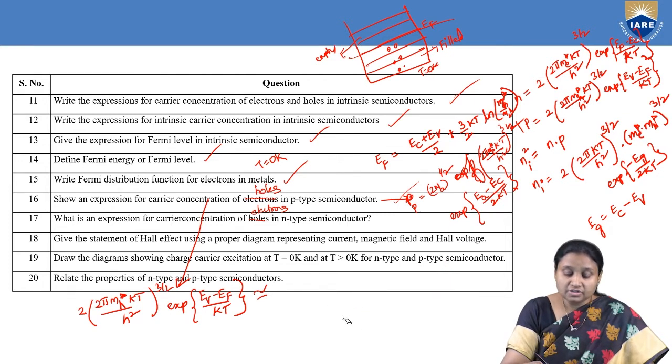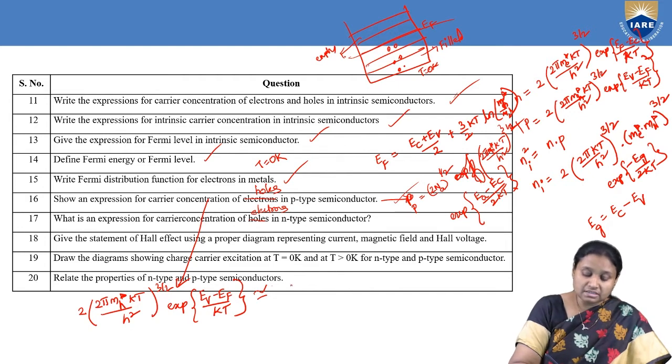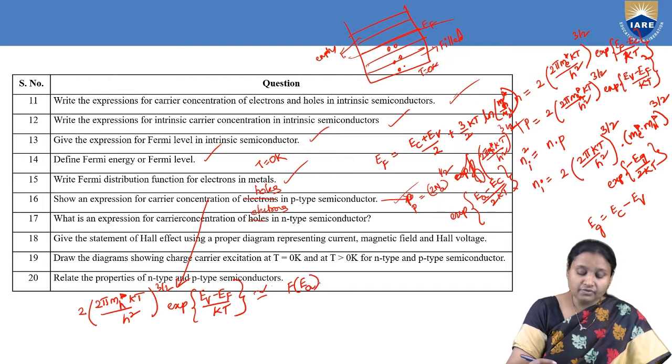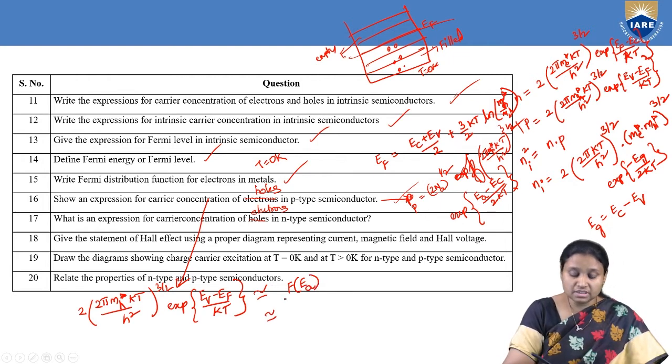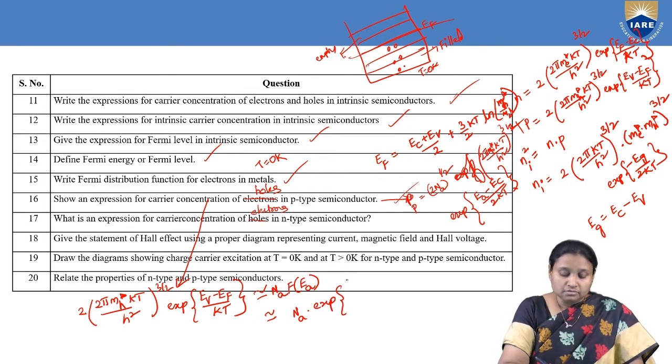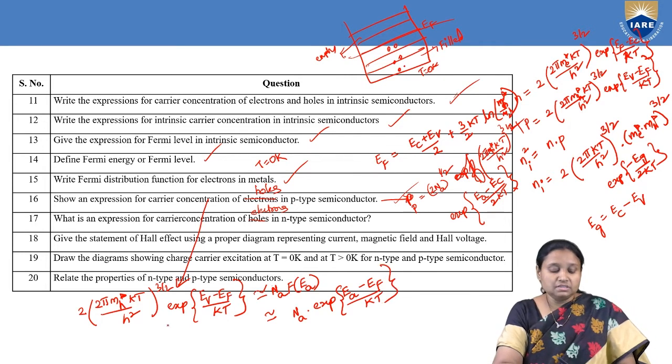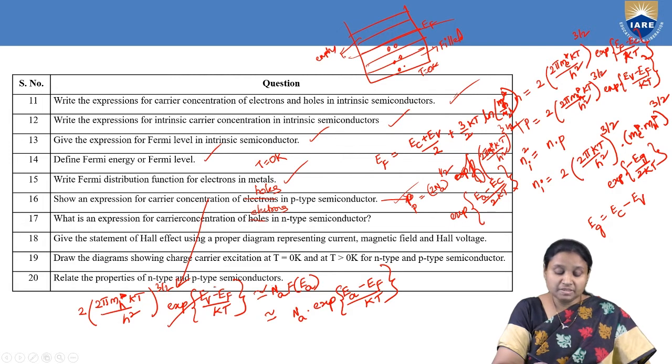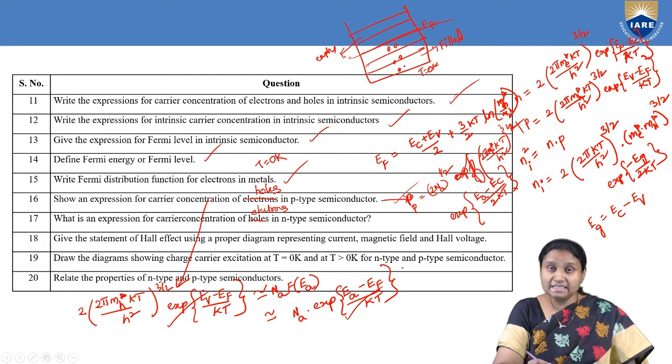So what do you mean by density of ionized acceptors? In this case, it is taken as F of EA. And we know that it is written as Na into F of EA. So this is Na into exponential of (EA − EF)/kT. So here, this is the density of holes in p-type semiconductor, and this is the density of ionized acceptors.